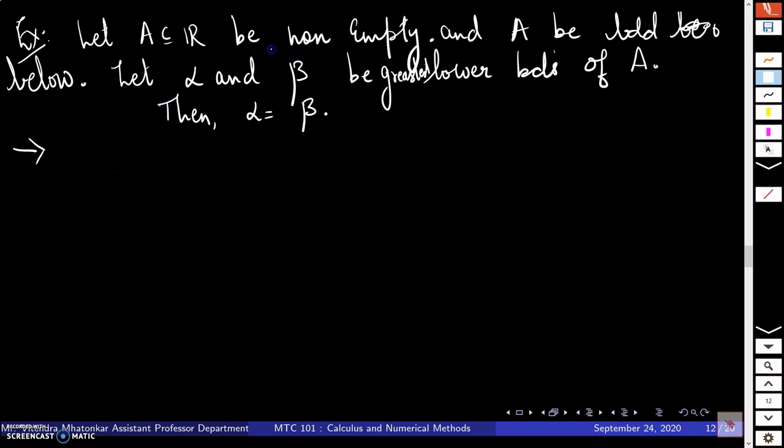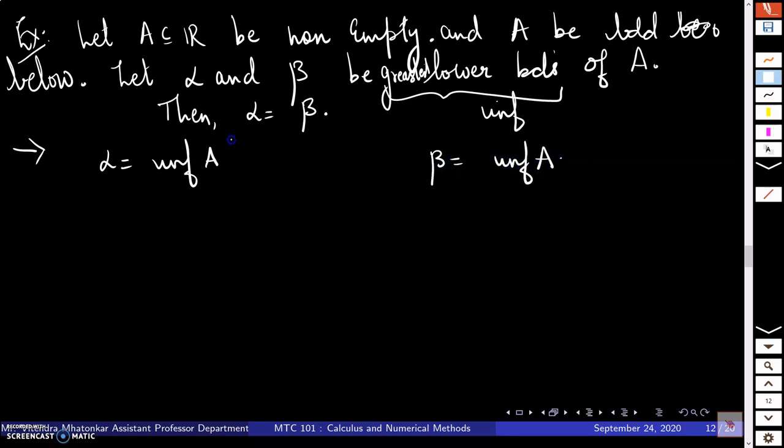So what is given to me? Alpha and beta are greatest lower bounds. That means they are infimums. So alpha is given to be the infimum of A, and beta is also given to be the infimum of A. Infimum or GLB of A, you can use any one. Now alpha is the greatest lower bound of A. That means it's a lower bound, and it is the greatest of all the lower bounds. Again, beta is a GLB of A. That means beta is a lower bound and beta is the greatest lower bound.